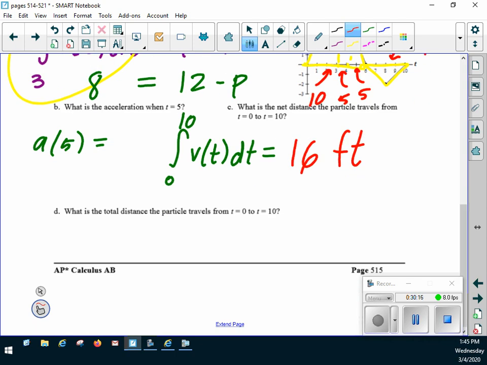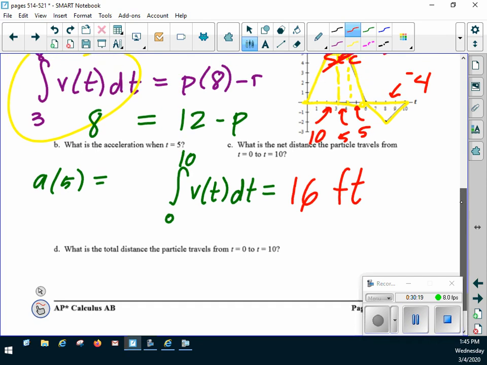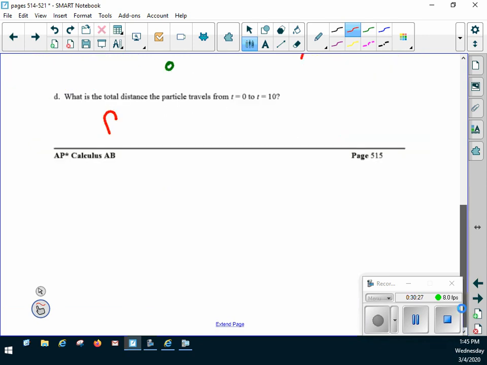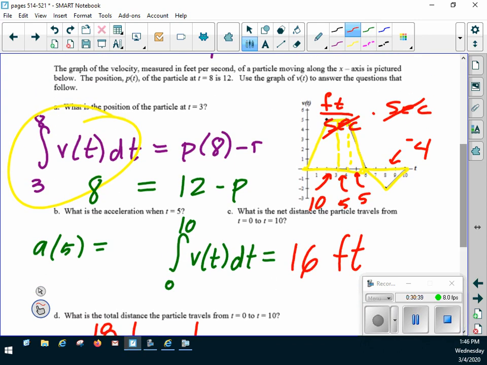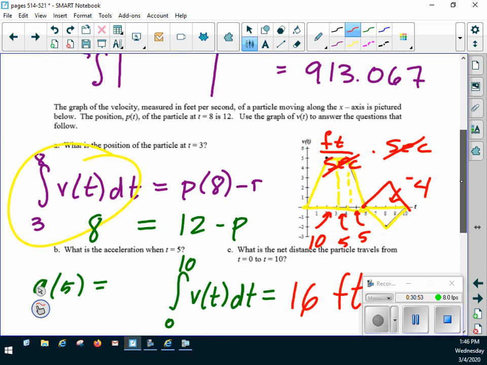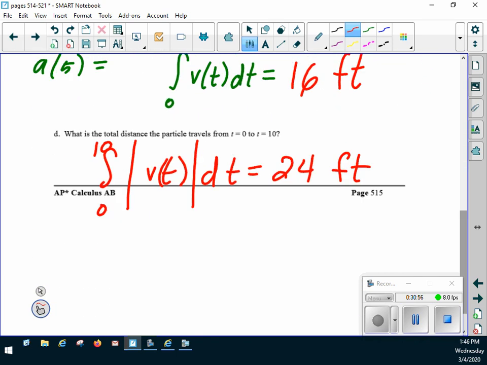What is the total distance the particle travels from 0 to 10? You shouldn't have much work to do here. Wendy said, wouldn't you just add the 4 instead of subtracting the 4? Yep, because that would flip this up here, wouldn't it? So it's going to be 20 plus 4 instead of 20 minus 4. Wait, that would be 16, right? Did I do it wrong? Did I do something wrong?